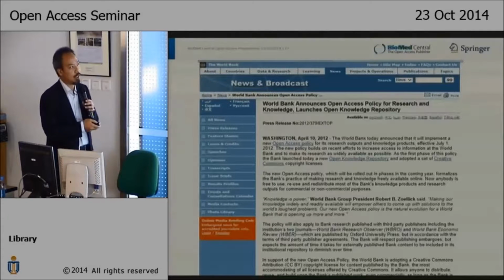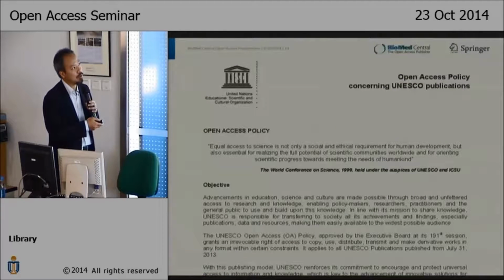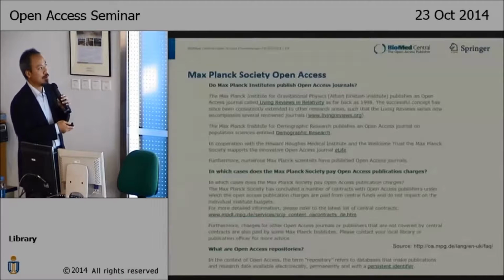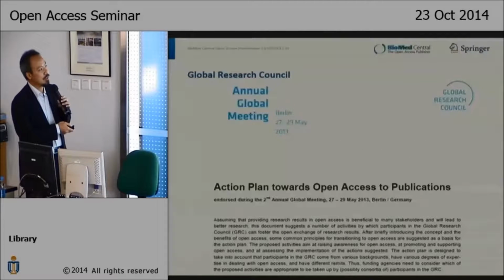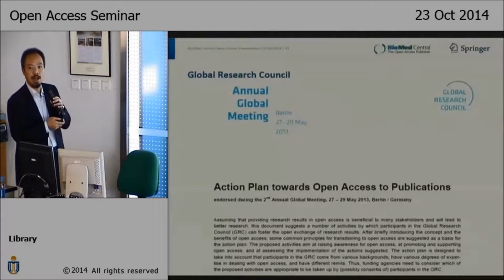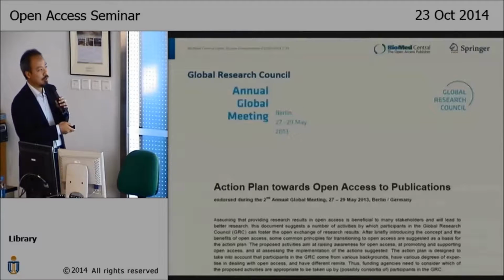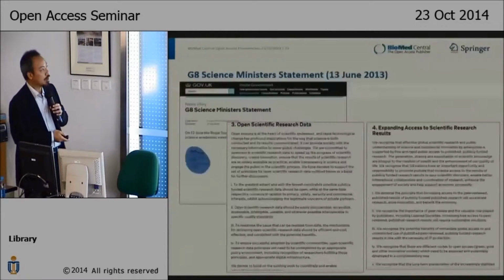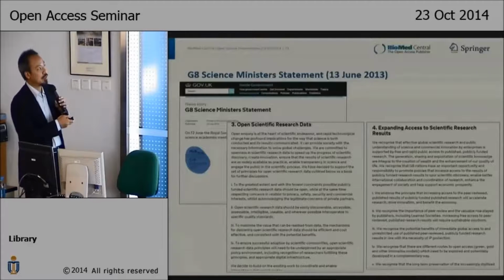Actually, it's not just in medicine. For example, the World Bank also has an open access policy. UNESCO also has an open access policy. The Max Planck Society from Germany also has an open access policy. Last year, the Global Research Council had a meeting in Berlin, and after this meeting they made a statement, an action plan towards open access to publications. They are also encouraging scientific outputs to be open access. Even the G8 science ministers made a statement on open access.